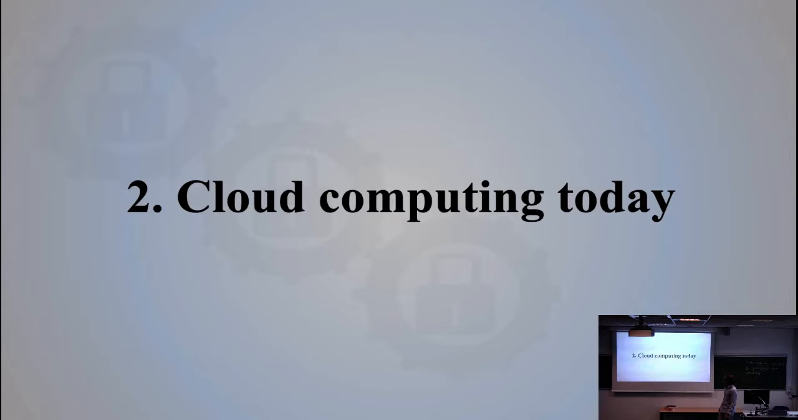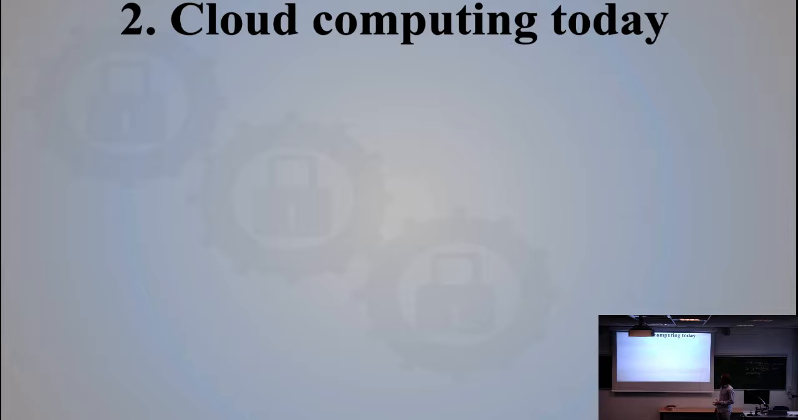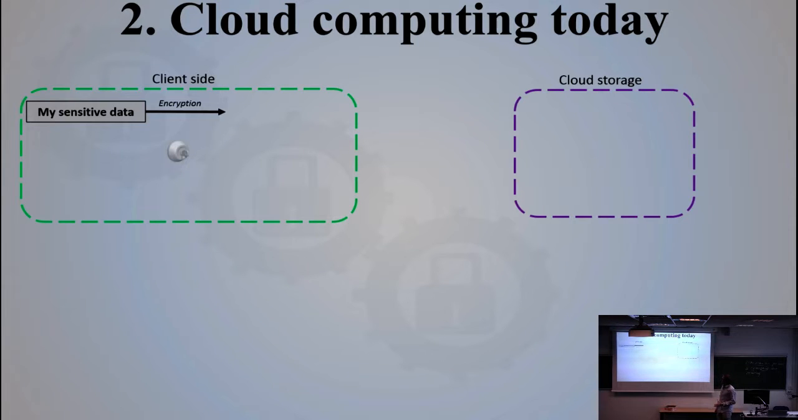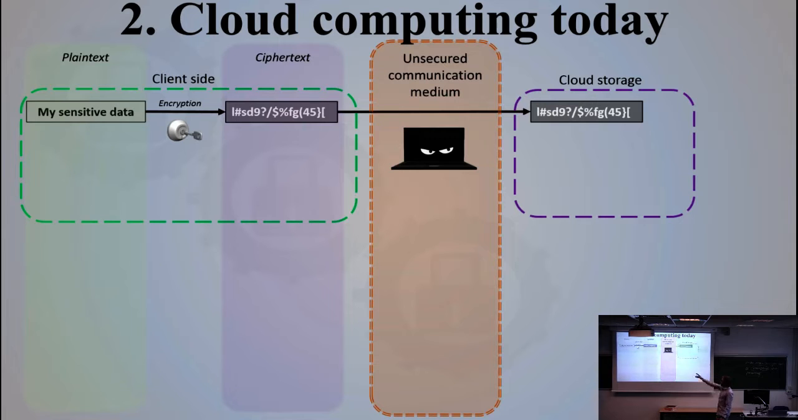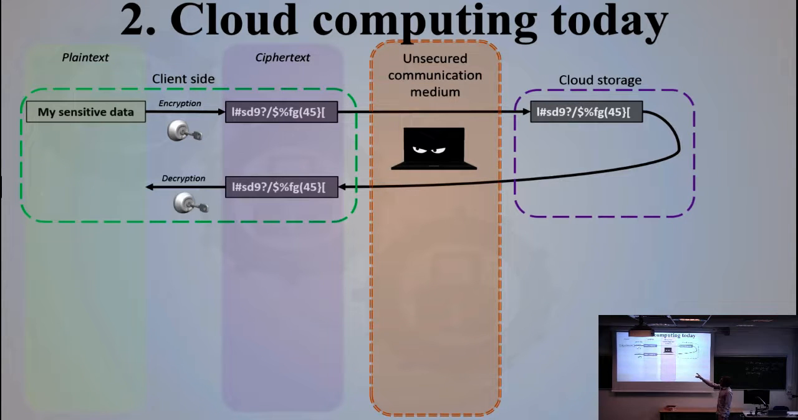So now I'm going to show you how cloud storage and cloud computing works today, so you grasp what homomorphic encryption could solve. In this example, the first one is about cloud storage. In the cloud storage case, the client just encrypts his data, is going to transmit it to the cloud storage, which can store it in encrypted form, and when the client needs it back, he will just download it.